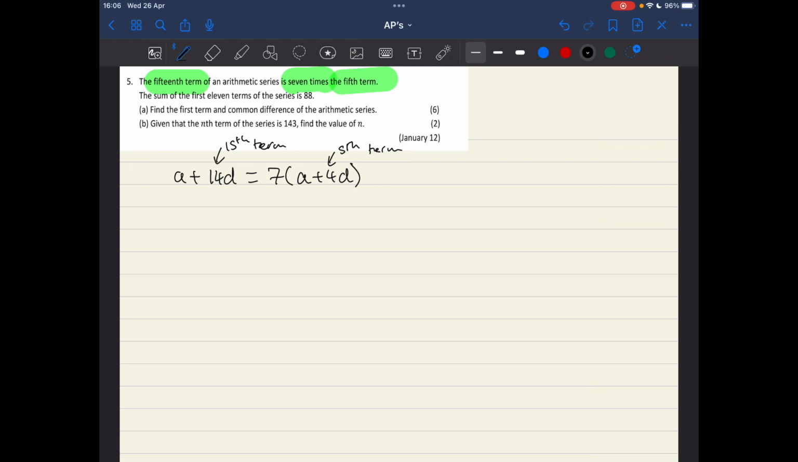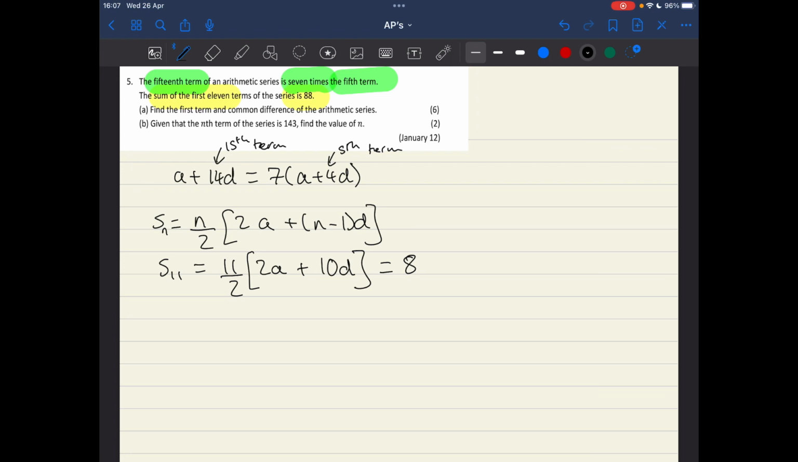And then the second part says the sum of the first 11 terms is 88. So the sum of, remember, is S equals n over 2, 2a plus n minus 1, d. So subbing that in, S n, sorry. n is 11, so S of 11 is equal to 11 divided by 2, 2a, we don't know a because that's what we're trying to find, plus the 11th term, so 11 minus 1 is 10, obviously, times d. And this is equal to 88.